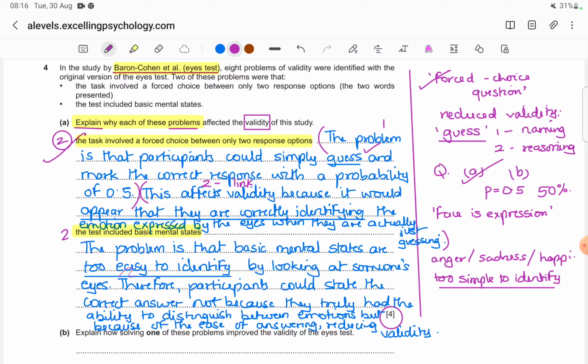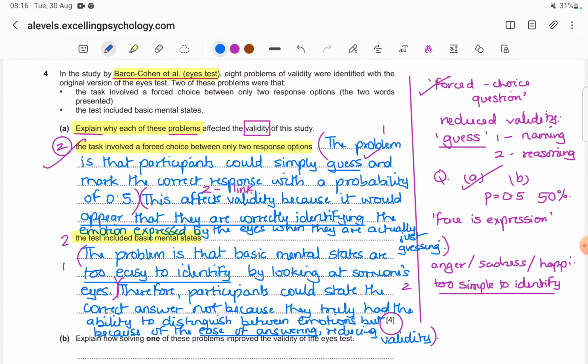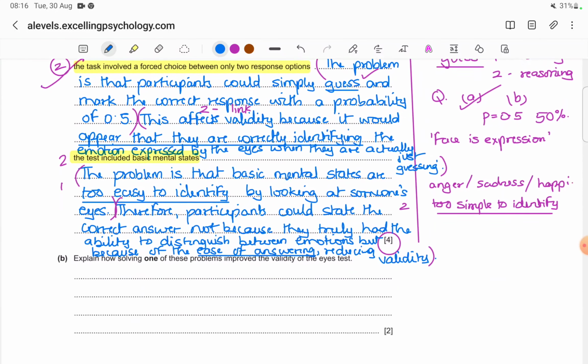Okay, here again for the first sentence in which I've named the problem, I would get 1 mark, and the second in which I've explained how this reduces validity, I would get another mark. Also here I could highlight ease of answering, because that is mainly explaining how this relates with the study. Okay, so the answer for question 4 is in front of you. Let's move ahead to the next question.